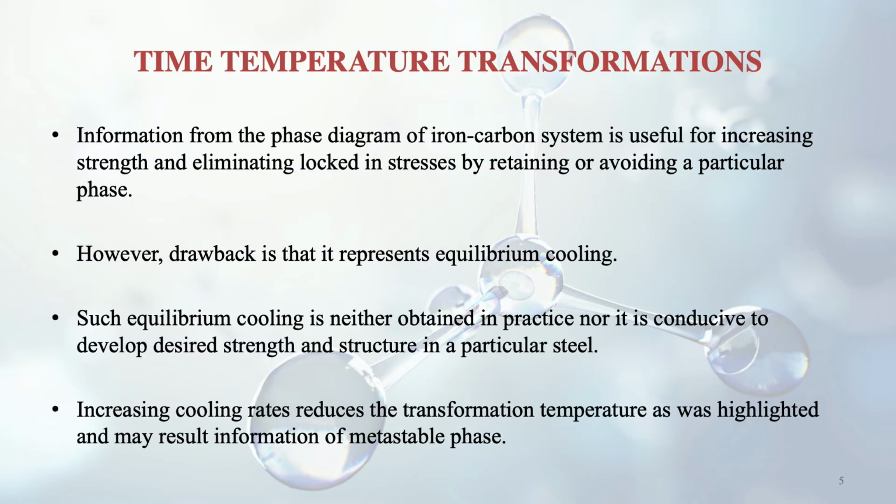Increasing cooling rates reduces the transformation temperature, as was highlighted, and may result in formation of a metastable phase. So there are different things which can happen. It's not always equilibrium condition. So we need the TTT diagram, the time temperature transformation diagram. Some examples of the drawbacks in the iron carbon diagram are given here so that you can understand it better.